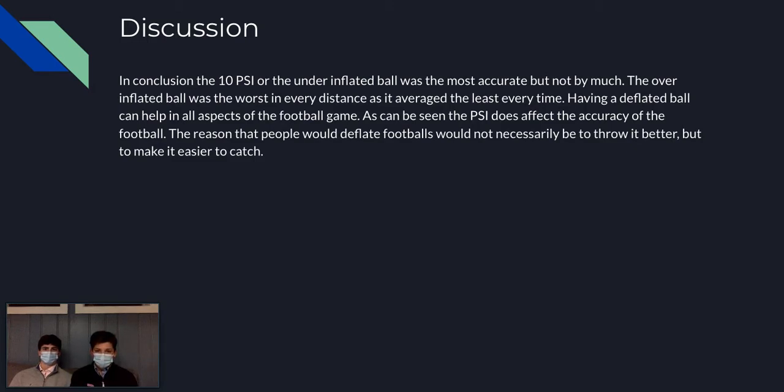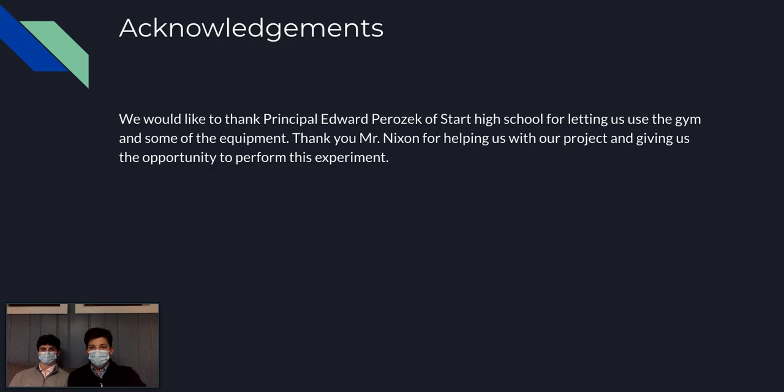The overinflated ball was the worst in every distance. Having a deflated ball can help in all aspects of the football game. As can be seen, the PSI does affect the accuracy of the football. The reason that people would deflate the footballs would not necessarily be to throw it better, but it would make it easier to catch.